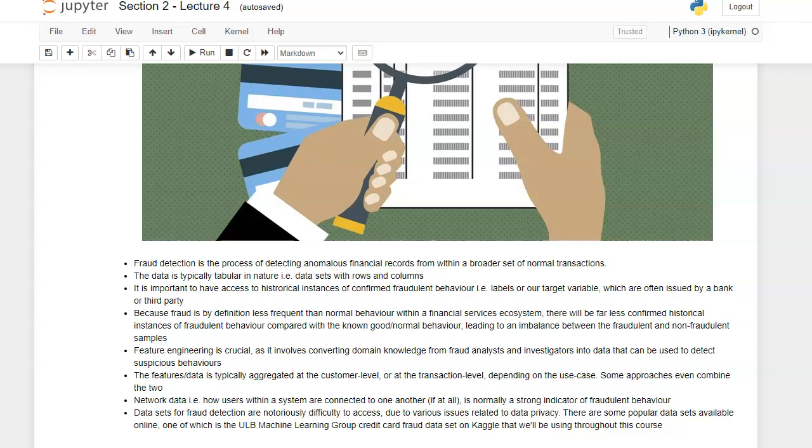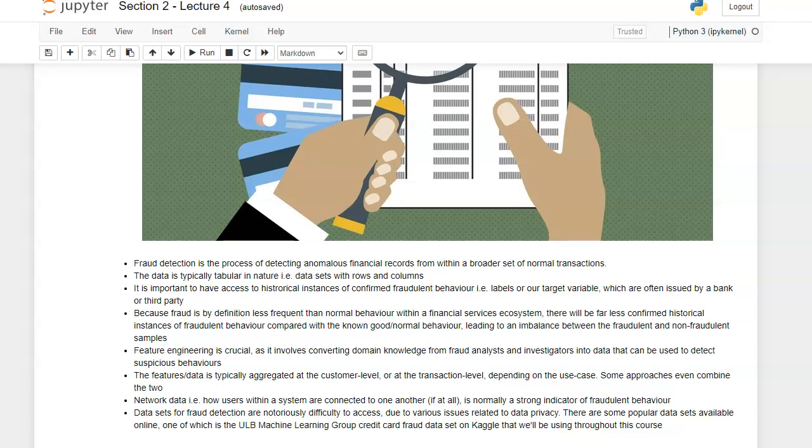Then network data is also important within fraud detection. So that's data that tells us how users within a system are connected to each other, if they are connected at all. And it's normally quite a strong indicator of fraudulent behavior. So if you've got customers within your ecosystem who are very closely linked via devices or IP addresses or credit cards, these kinds of things, typically that's not normal behavior.